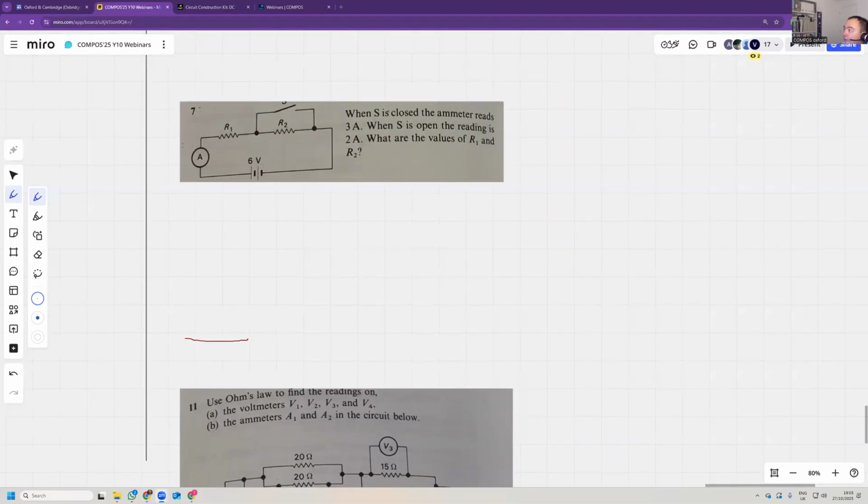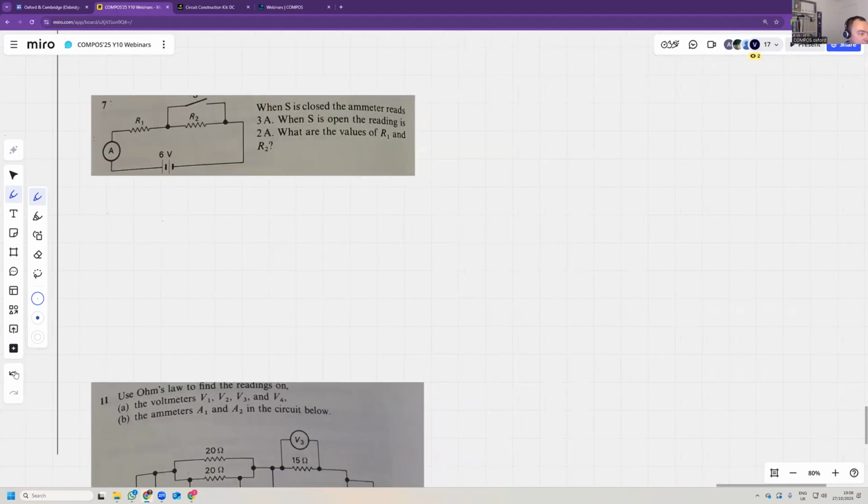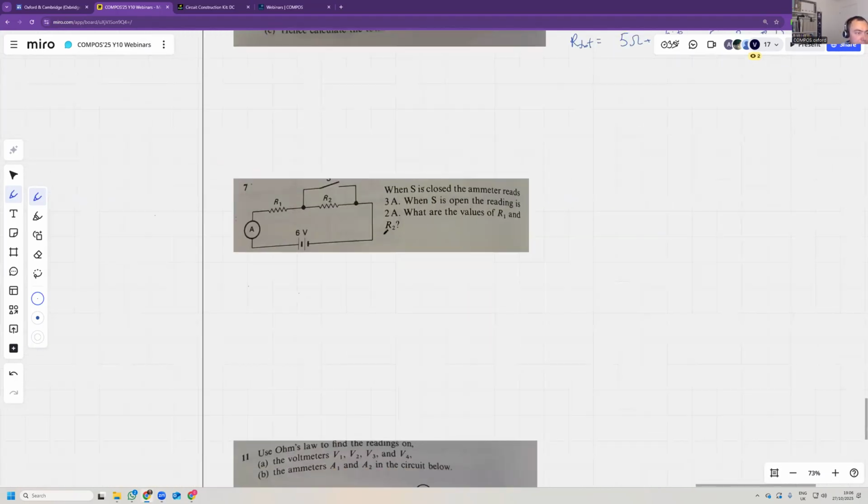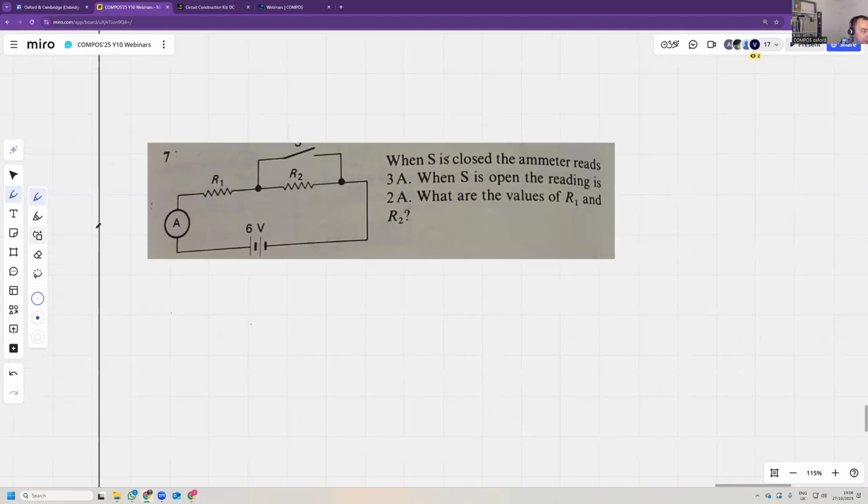Okay, and number 7. When S is closed, S is the switch, the ammeter reads 3 amps. When S is open, the reading is 2 amps. What are the values of R1 and R2?